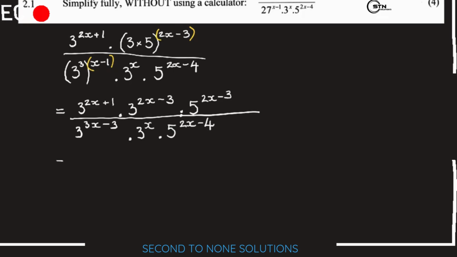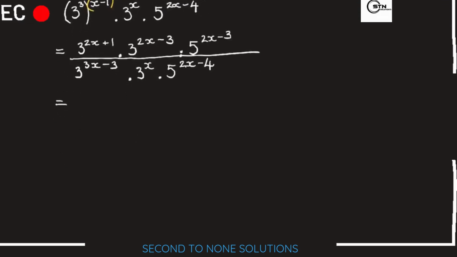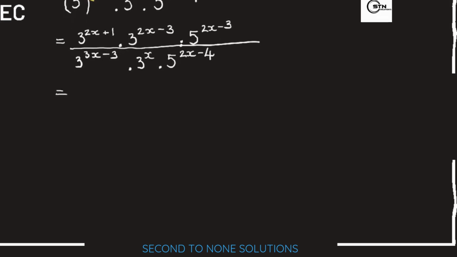Okay, moving down. Let me give myself a bit of space. I'm now going to gather bases that are the same. I have 3 to the power of 2x and 3 to the power of 2x again. The bases are the same, which means I can add the exponents. And I also have 3 to the power of 1 and negative 3. When I add those together, I am going to get negative 2. So there we go. And I'm multiplying that by 5 to the power of 2x minus 3. There's nothing more I can do with that as it is.